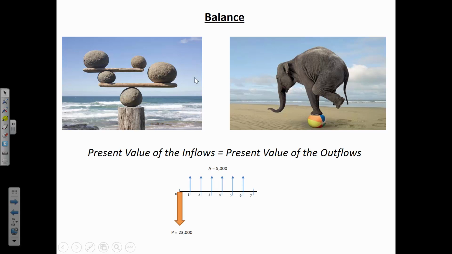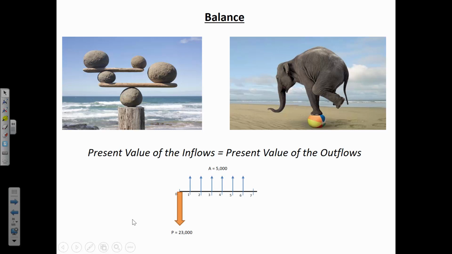All right, so for this cash flow diagram that I've got on the screen, is that in balance? Do the inflows and the outflows balance out in this cash flow diagram? Why not? Okay, so there's 1, 2, 3, 4, 5, 6 payments of $5,000. So that means we received $30,000 and the payments were $23,000.